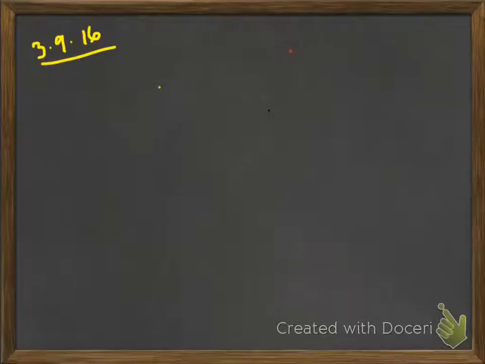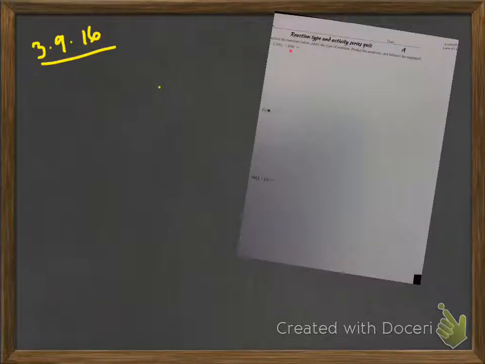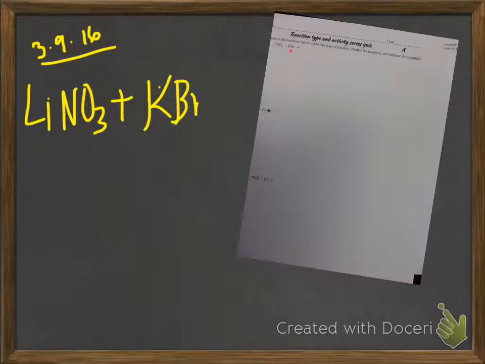So, it is the 9th of March, and we are going to go over the Reaction Type and Activity Series quiz. Okay, so what you needed to do was name the type of reaction, predict the product, balance the equation. And the very first one that we started off with, we're told that lithium nitrate and potassium bromide react.